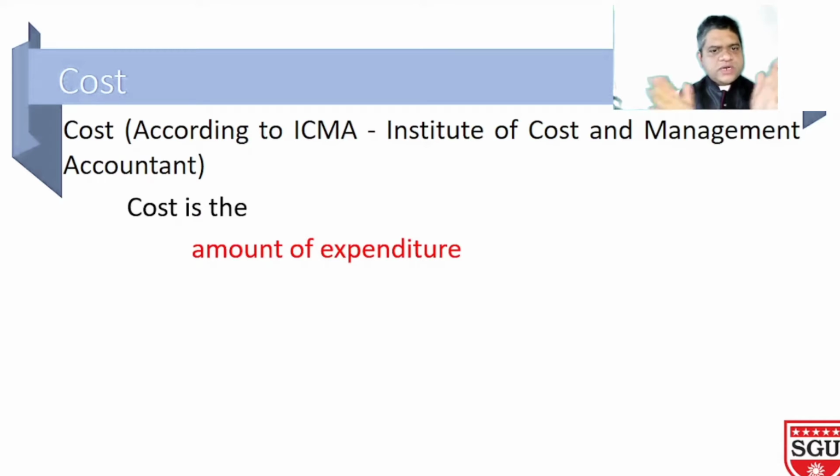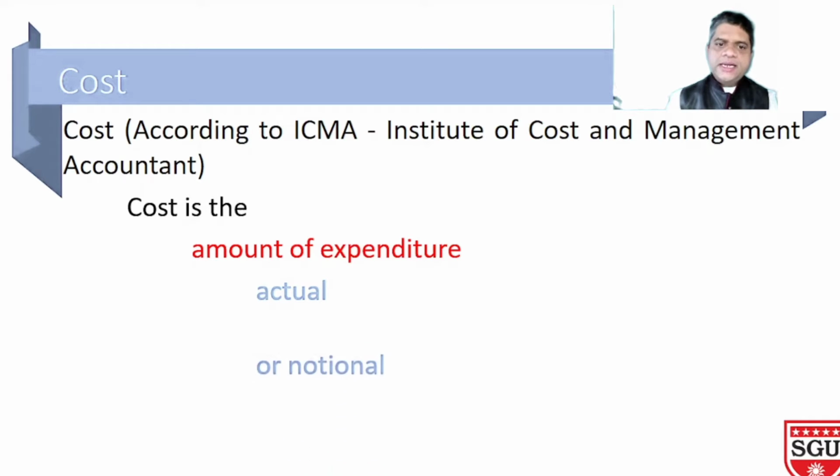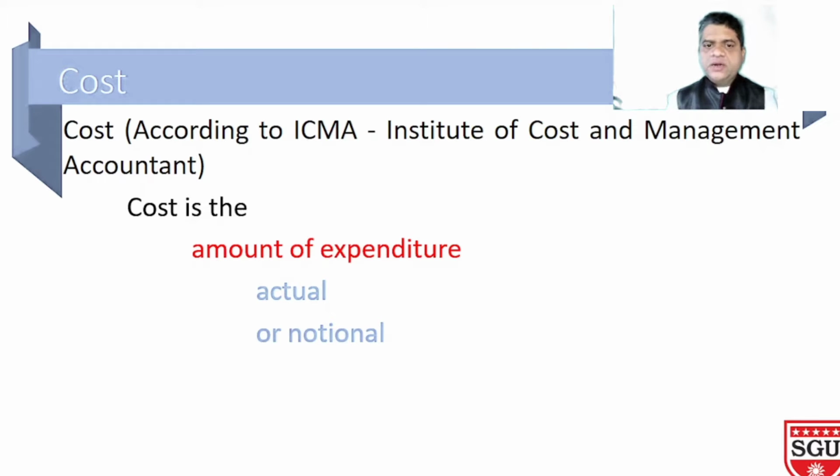Now, in simple words, the cost is nothing but the amount of expenditure that we spend. But this expenditure is of two types. One is actual and the second is notional. Now, actual is very easy to understand: what we pay out of pocket immediately to enjoy the benefit. But sometimes it happens that we enjoy the benefit and we pay for it later. But then those elements also we need to consider as a cost element.